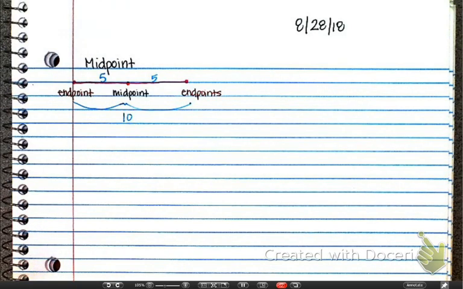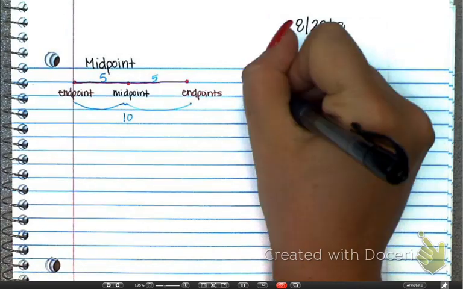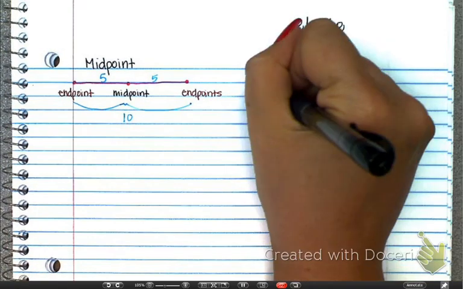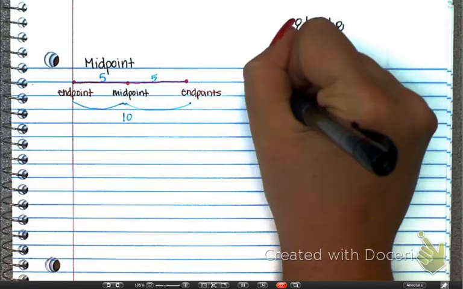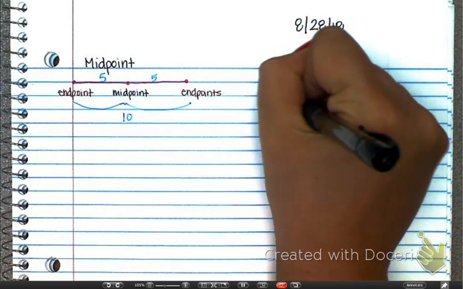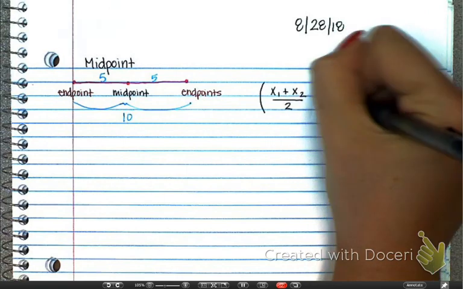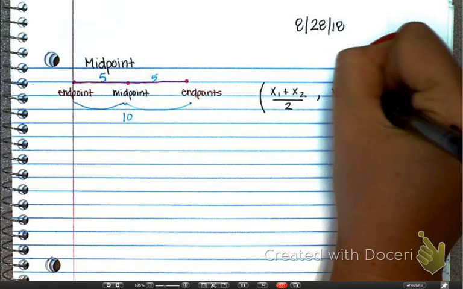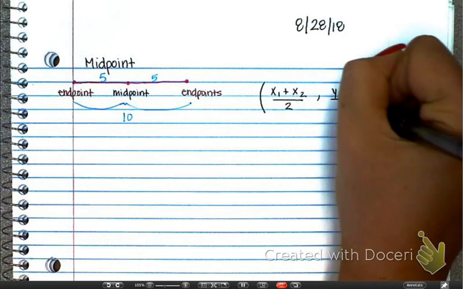Does anyone remember that from IM 1? No? Okay. Midpoint formula. Oh wait, is it x1? X1 plus X2 divided by 2, comma, Y1 plus Y2 divided by 2.